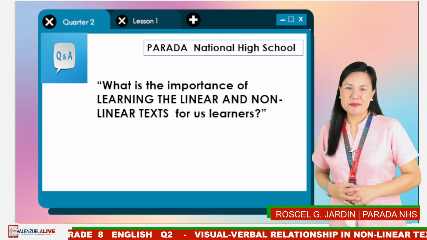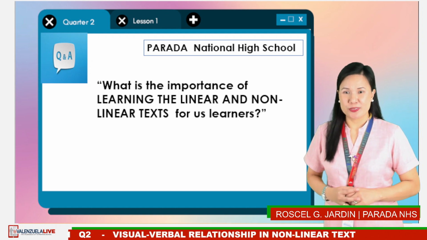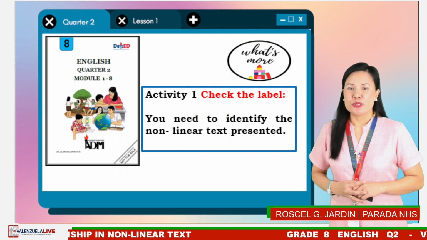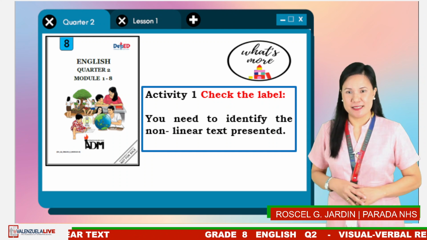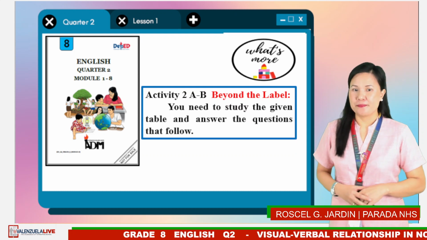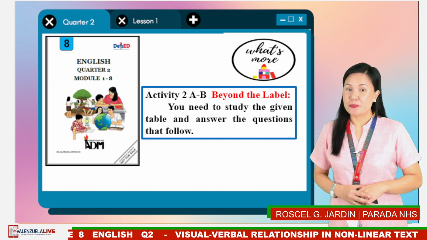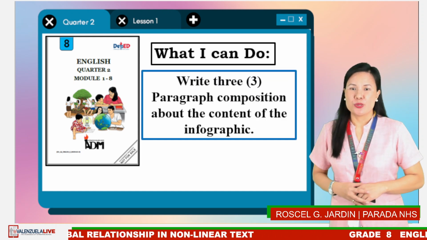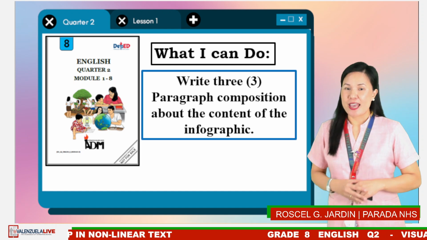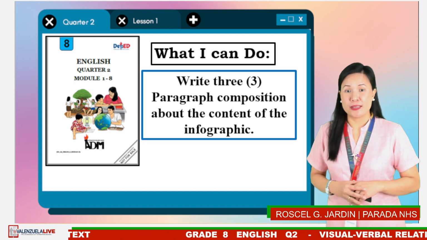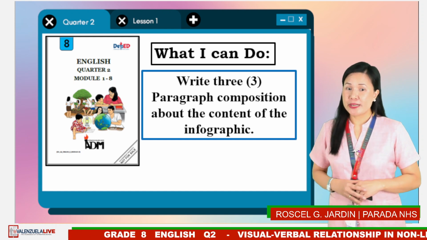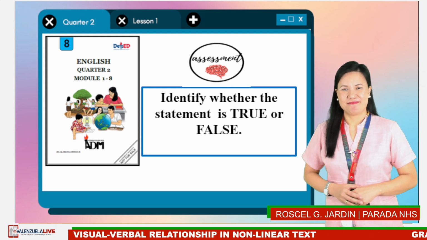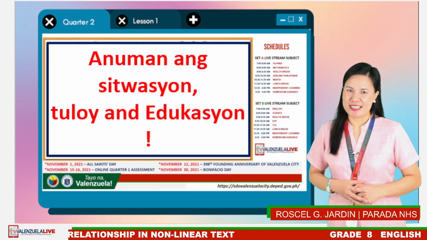This time, let me give you the directions that you need to do in your module. Under What's More, Activity 1, check the label. You need to identify the nonlinear text presented. Activity 2, A and B, beyond the label. You need to study the given table and answer the questions that follow. Under What I Can Do, you are asked to study the given nonlinear text and write a three paragraph composition about the content of the infographic. And for the assessment, you are asked to identify whether the statement is true or false. I hope that everything is clear.